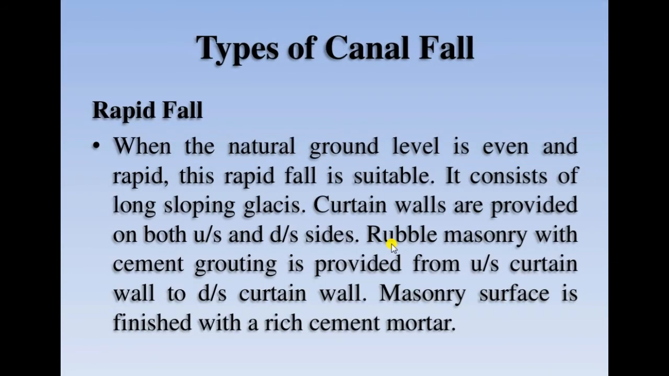Next is the rapid fall. When the natural ground level is even and rapid, this rapid fall is suitable. It consists of a long sloping glacis. Curtain walls are provided on both the upstream side and downstream side. The rubble masonry with cement grouting is provided from the upstream side curtain wall to the downstream side curtain wall. Masonry surface is finished with a rich cement mortar or plaster.